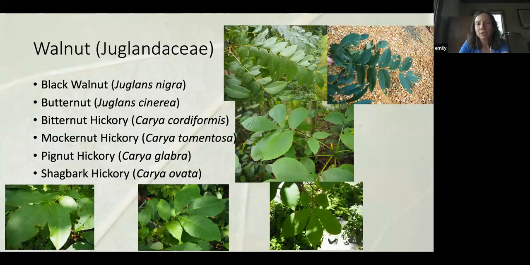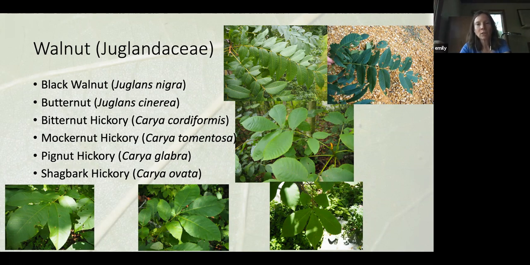So I think this is our last family. This is the walnut family. We have black walnut, and our picture of the black walnut is one in from the right, on the top, one in from the corner. That's the black walnut leaflet. And then next to that is the butternut compound leaf. And then we go from the walnut and the butternut into the hickories, because the hickories are all part of the walnut family.